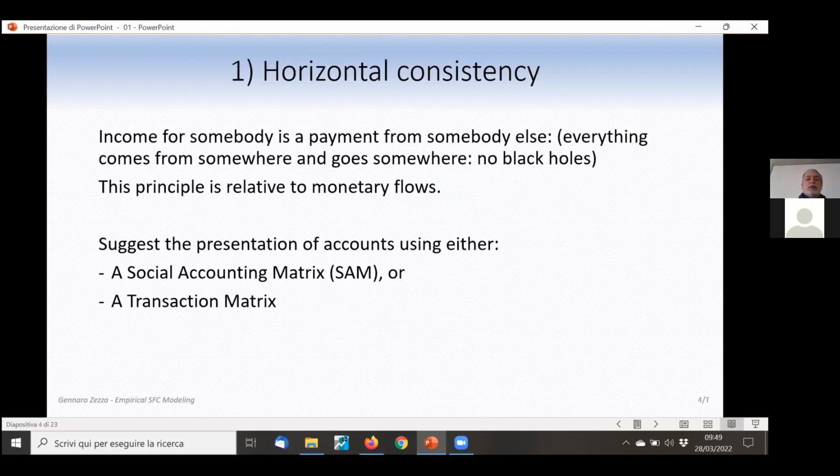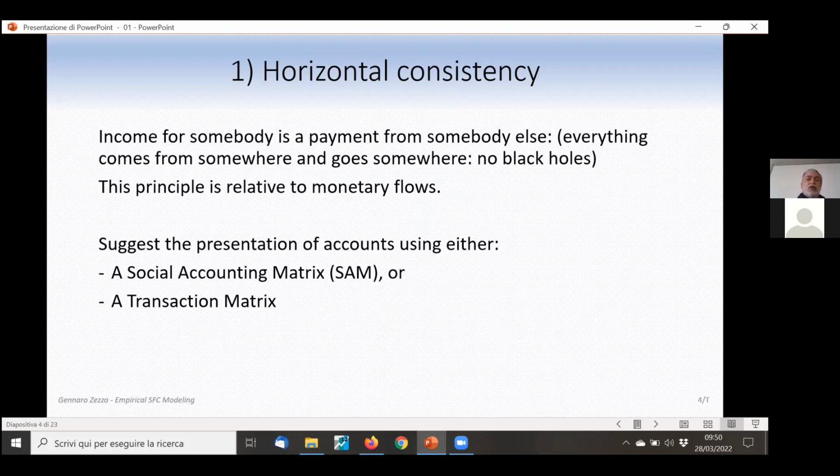Okay, so hopefully everything this morning will be already known, but just to set things straight. Let's start with the first principle of horizontal consistency. So we want to track who is paying and who is receiving the money. And there are two ways in which we can do that.